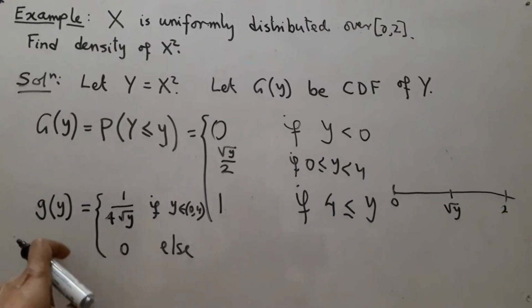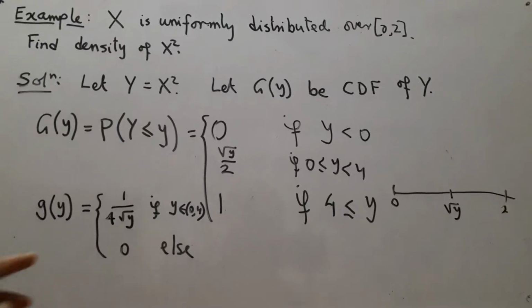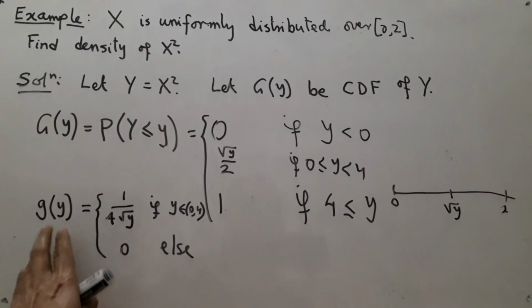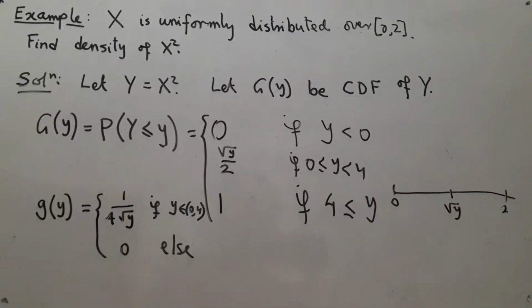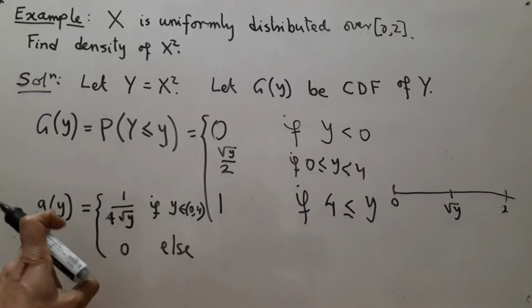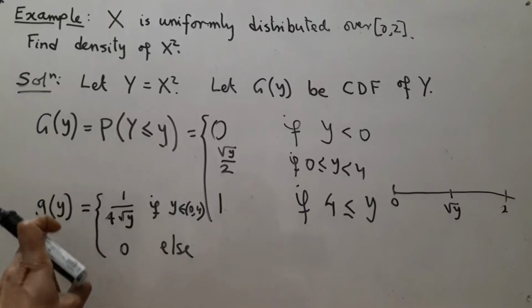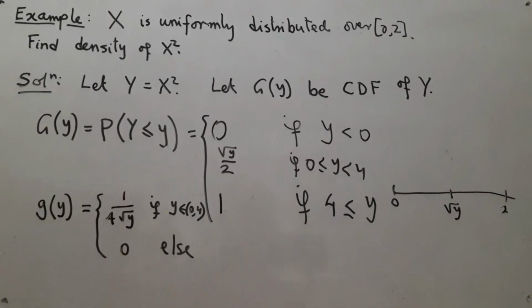In fact, I cannot immediately say that this is the density. What I should now really check is, if I integrate this from minus infinity to y, whether I get this back or not. Well, in this case, there will not be any problem. So generally what people do is that they are just lazy and they just leave out that check. But strictly speaking, you should now check and show that this will indeed give rise to this CDF, and hence conclude that this is the required density of x squared.